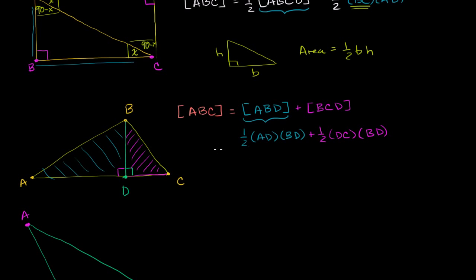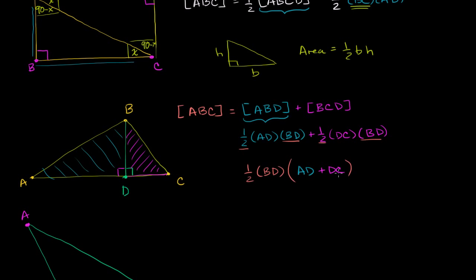Now, you can factor out a 1/2. We can factor out a 1/2 BD from both of these terms. So you get 1/2 BD times AD, we're left with AD plus DC. Let me close the parentheses.